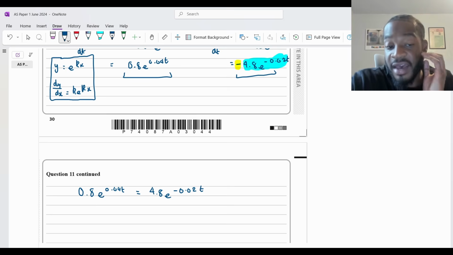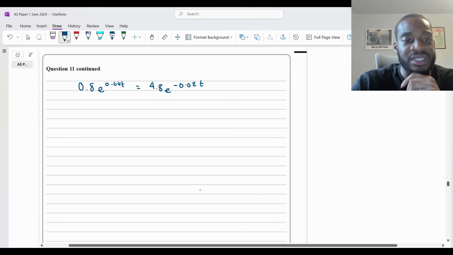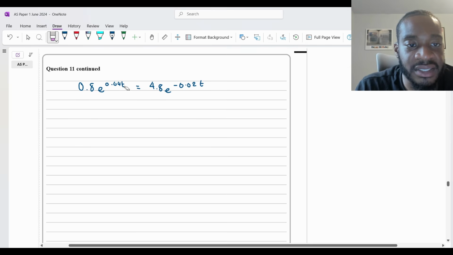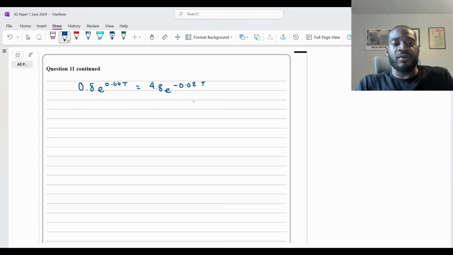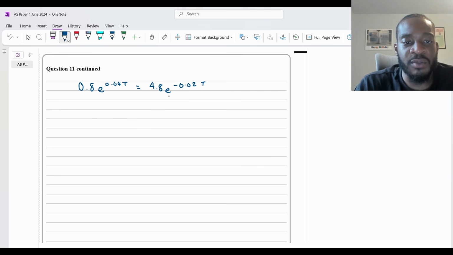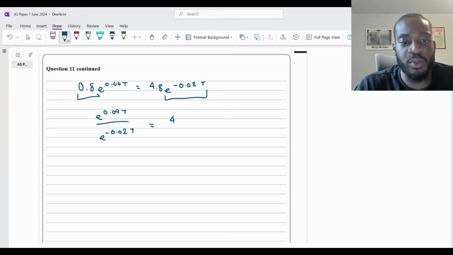0.02t. And to be fair, they did say that this happens when t is capital T. So instead of writing lowercase t, I'm going to write capital T, although they won't penalize you for that. Okay, so now doing this, how do we solve this? I'm going to divide on the left, divide on the right. So it becomes e to the 0.04 capital T over e to the negative 0.02 capital T, and this is going to equal 4.8 over 0.8.